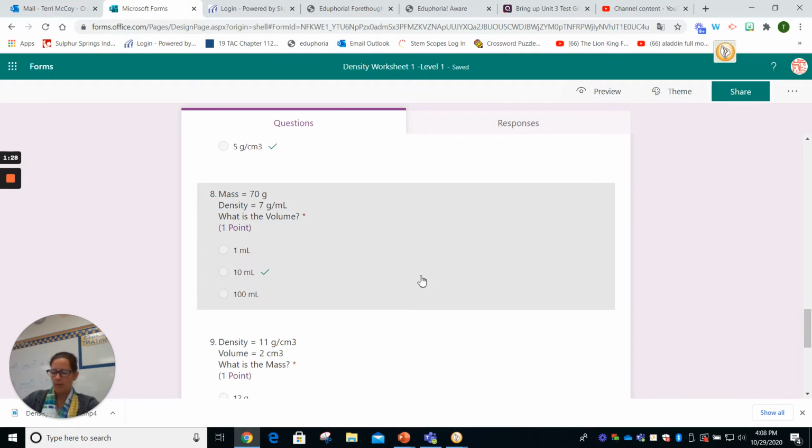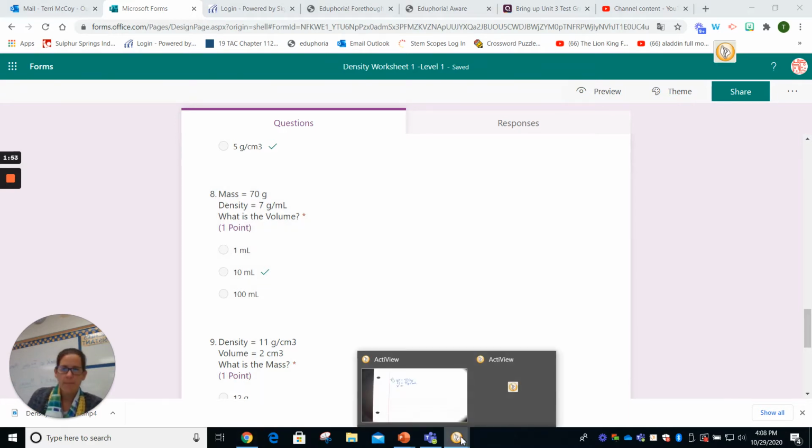I'm going to get a new piece of paper. And number 8 says mass of 70 grams. So there's 8. Mass equals 70 grams. We've got a density of 7 grams per milliliter. And we want to know what the volume is. So let's come back over here to our camera.